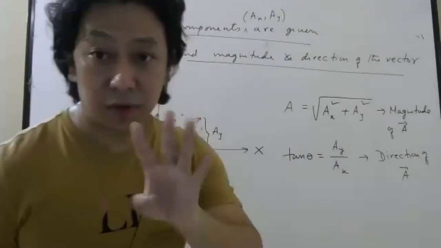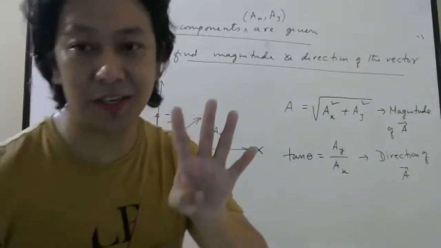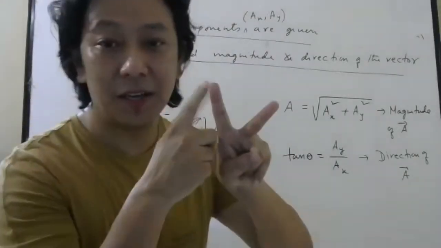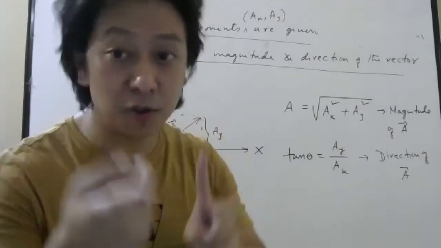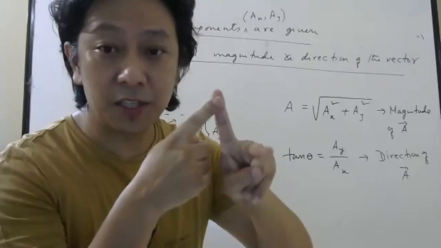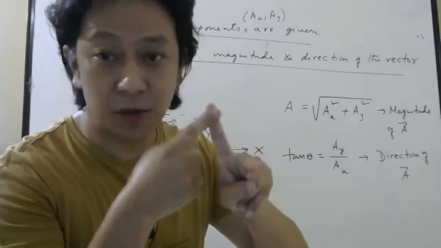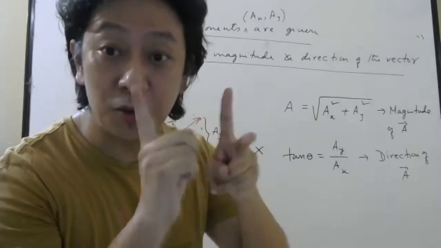So four formulas all together we have studied. One, these two: ax equals a cos theta, ay equals a sin theta. Revision also I'll do tomorrow, don't worry. So this will be ax equal to a cos theta, ay equal to a sin theta.